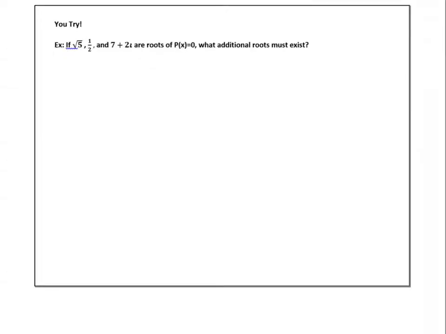Last problem of the day, we have a u-try. So this time, our roots are the square root of 5, 1/2, and 7 plus 2i. And they want to know if or what any additional roots could exist. So go ahead, take a moment, think if there would be any additional roots, and write whichever ones you think down. Check with the neighbor, see if you agree, and then unpause this to see if you are correct.